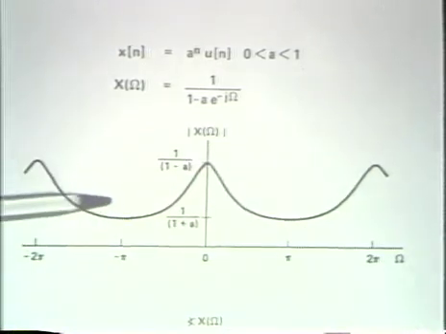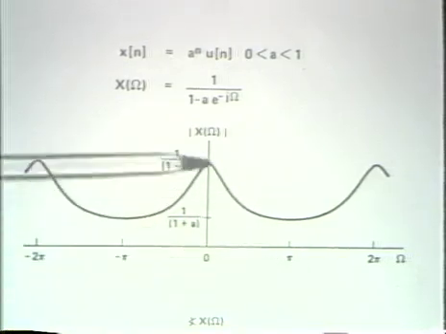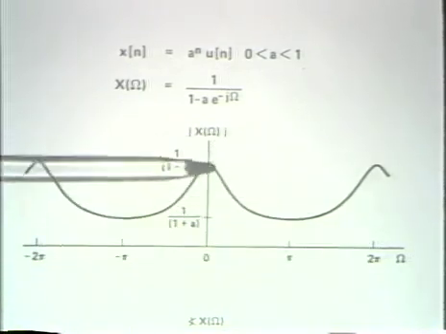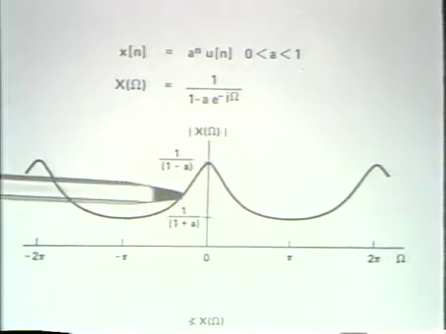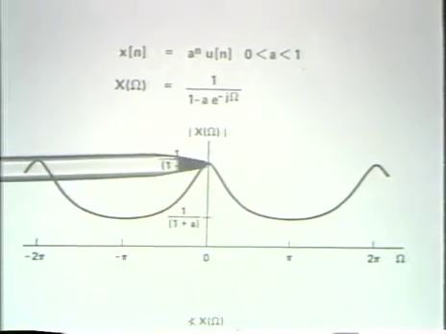And the periodicity is inherent in the Fourier transform in discrete time. So we really might only need to look at this either from minus pi to pi or from 0 to 2 pi. The periodicity, of course, would imply what the rest of this is for other values of omega.